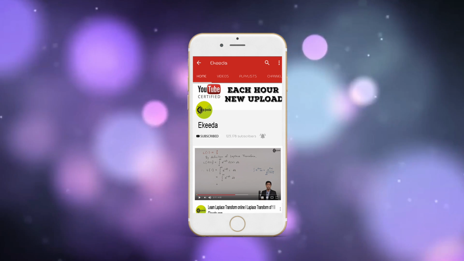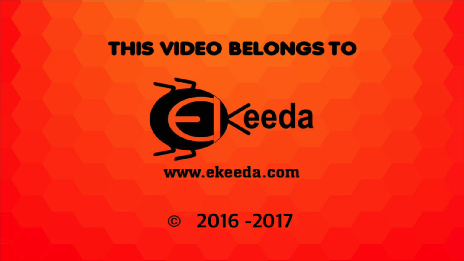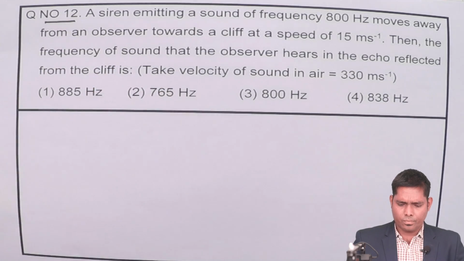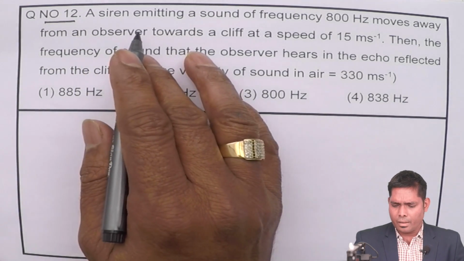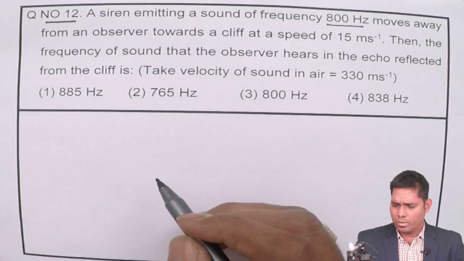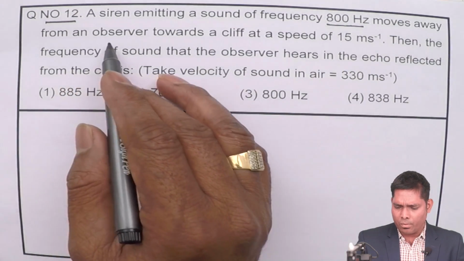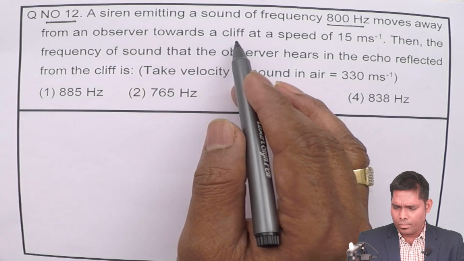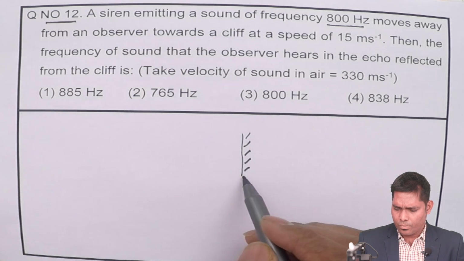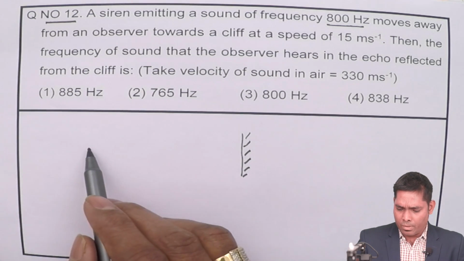Students, in this video we will discuss question number 12, NEET Physics paper 2016. Now students, let us solve question number 12. A siren emitting a sound of frequency 800 Hz moves away from an observer towards a cliff. So this is a cliff and an observer here.